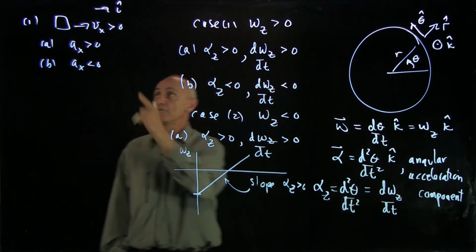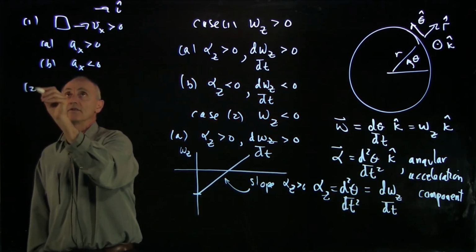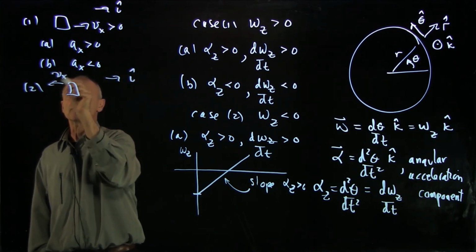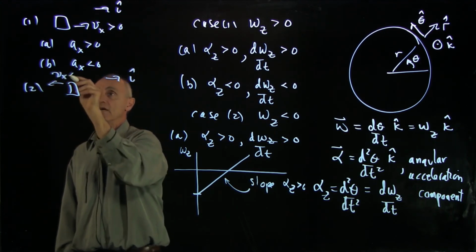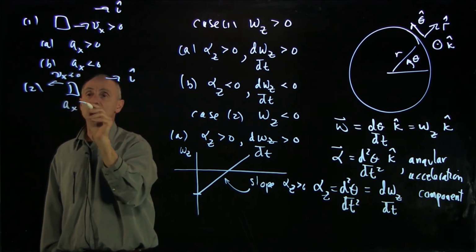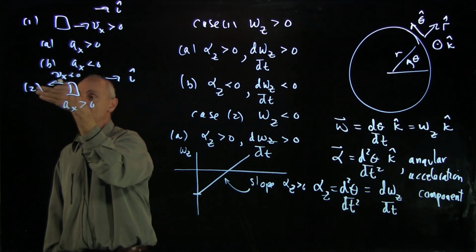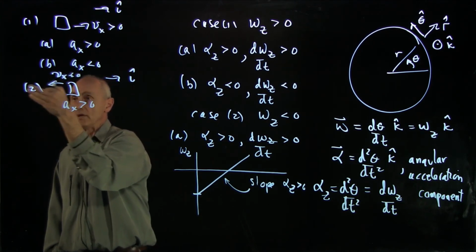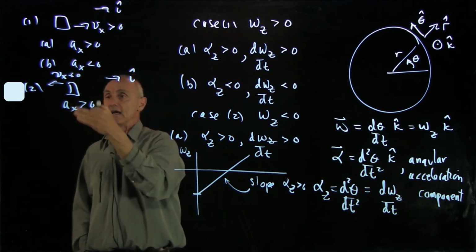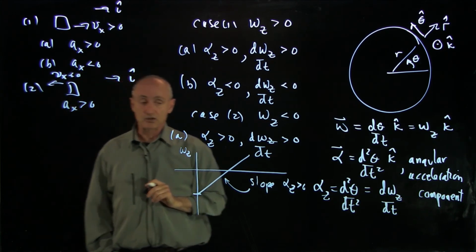corresponding to motion in the counterclockwise direction. For our linear case, this corresponds again, with i hat, to our object moving to the left, Vx negative, and if ax is positive, it brakes in this direction, which means it's slowing down. And then eventually, if ax stays positive, it continues in the other direction.